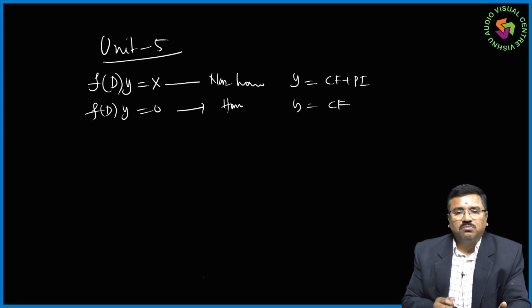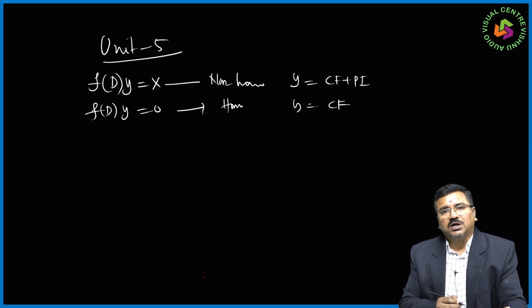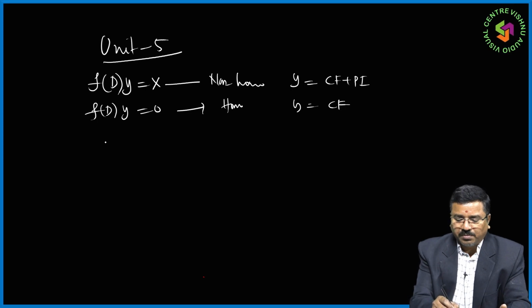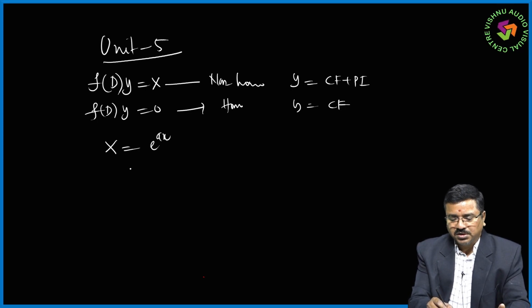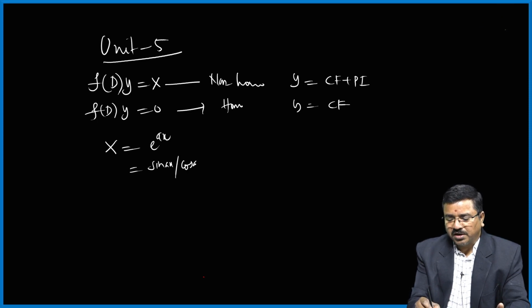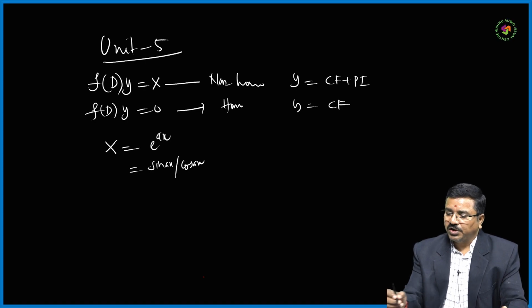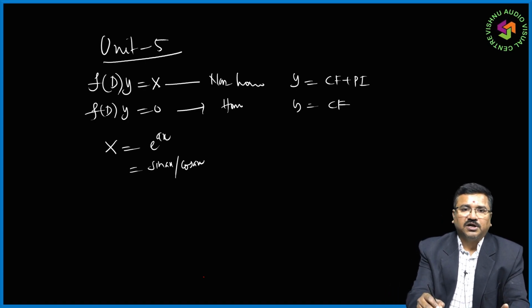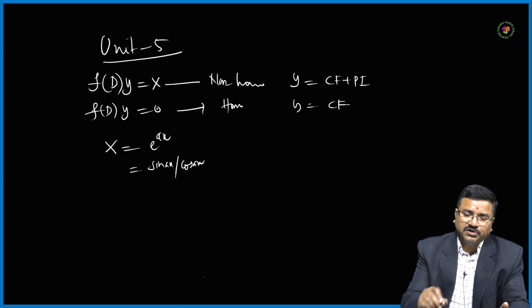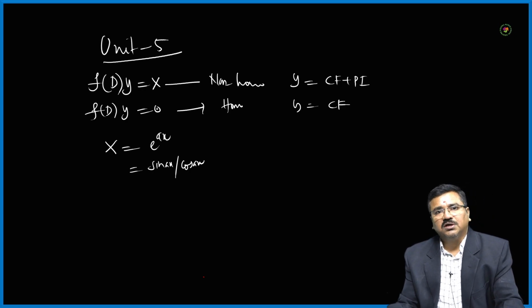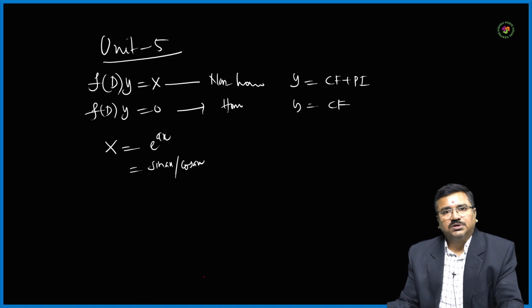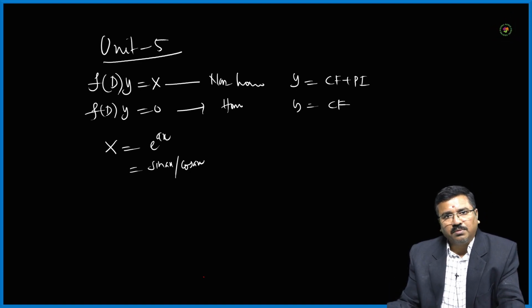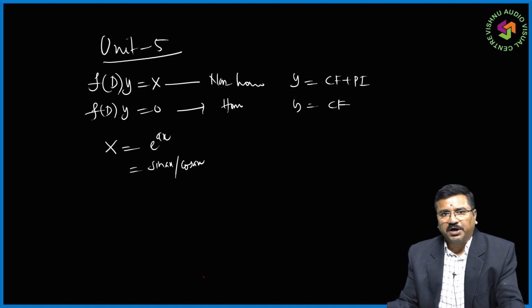Coming to the non-homogeneous, we have some shortcut methods depending on the form of the function. One is e to the power of ax, we have a shortcut. Then sin ax and cos ax, we have shortcut methods for finding the PI. Here the PI appears from this right hand side function. If the right hand side is 0, only the complementary function is the general solution. So whenever it is a non-homogeneous differential equation, we need to compute both the complementary function and the particular integral.